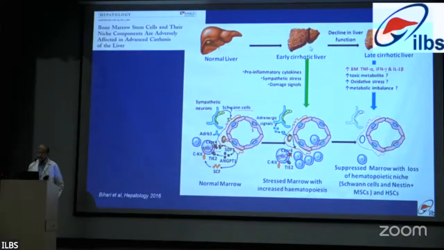When there is a cirrhotic liver, initially the marrow does more and more work. It is a stressed marrow. But finally, when they come to us in Child's B or C with a MELD of 15 and above, you will find these signals have already dried out and it is an exhausted marrow. So if you use this marrow and give it to the patient, this is not going to work.